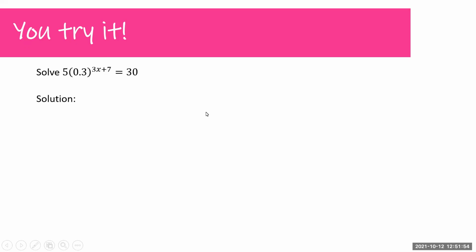Okay, so first in this one, we need to get that number raised to the power on its own. We need to get rid of that 5. We'll divide the 5 off on both sides to get 0.3 to the 3x plus 7 equals 6. Now we're going to take either the common log or the natural log of both sides. Taking the natural log of both sides, this is what we get. We want to pull that 3x plus 7 down according to the power property. So we're going to be left with 3x plus 7 times ln of 0.3 equals ln of 6.